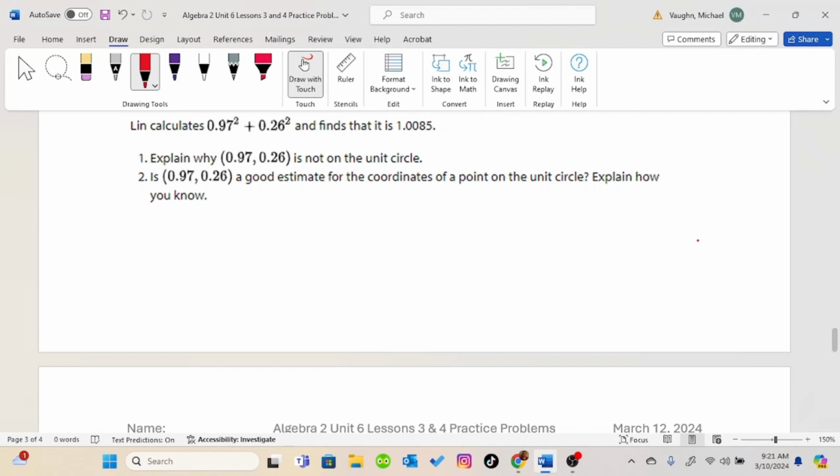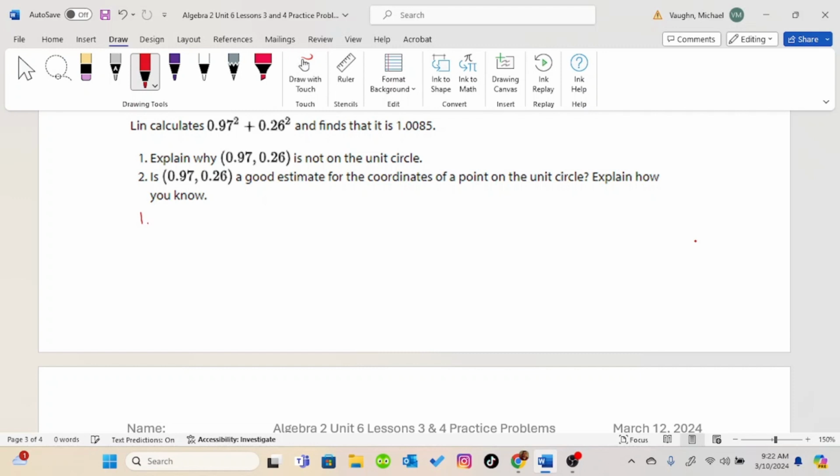Lynn calculates 0.97 squared plus 0.26 squared and finds that it is 1.0085. Number 1. Explain why 0.97, 0.26 is not on the unit circle.